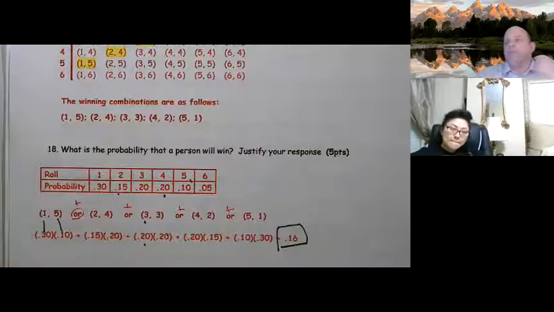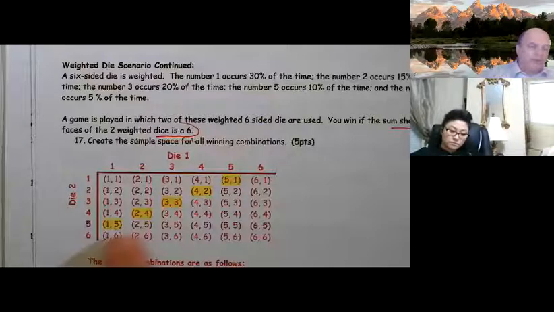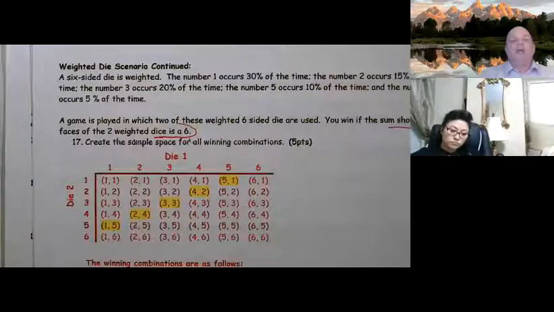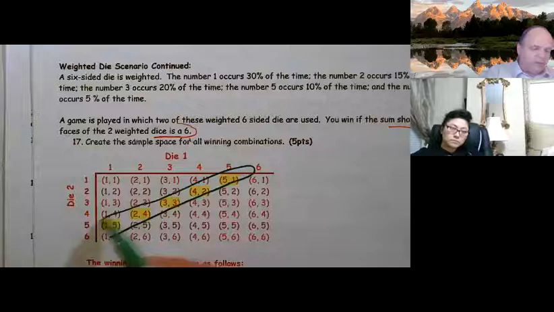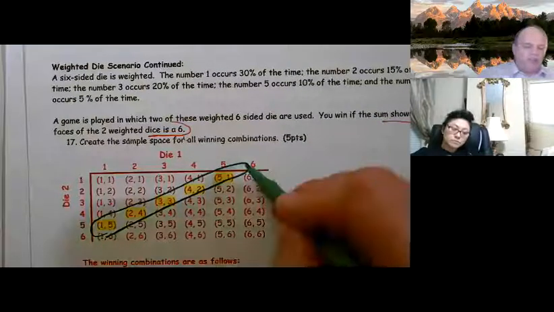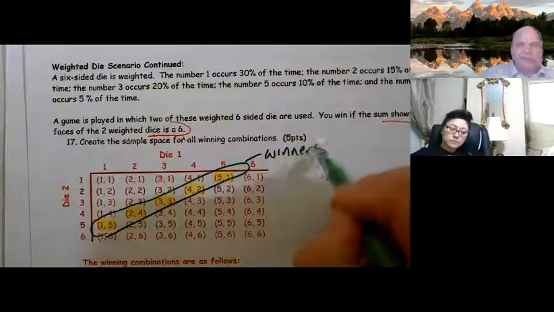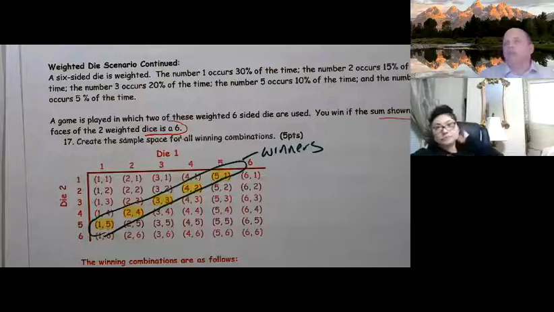Now, what that means is, on average, I would expect to win 16% of the time. I might play it 100 times and win 12. I might win 20. But on average, if we played it enough times, we expect to win 16% of the time. I've gotten a few people asking me, hey, if we circled these, is that good? For my test, yes. Matter of fact, if I'd been you guys, I would have probably done that and said, hey, winners. Okay? Those are my winners.